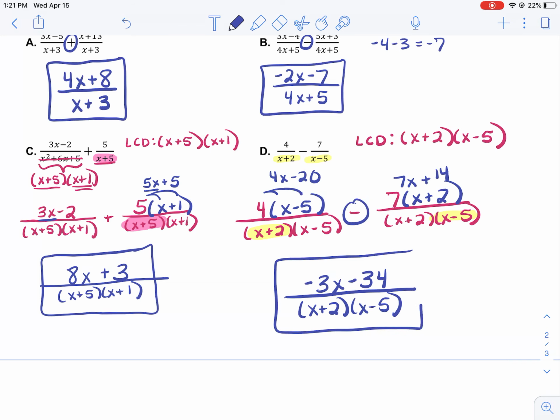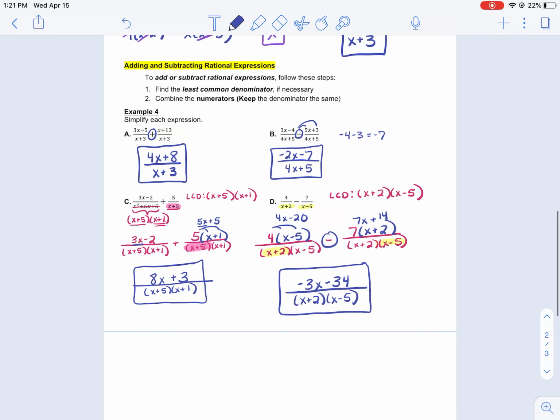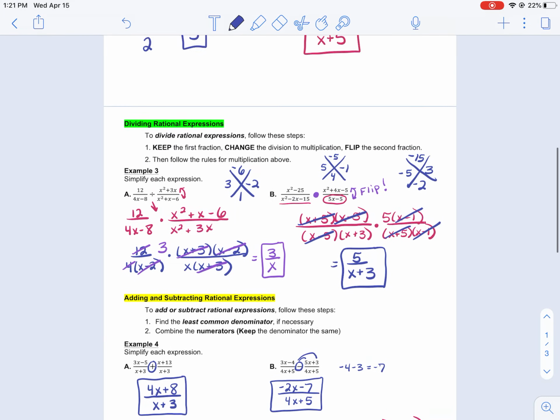Okay, so these last two are tricky, but if you follow the steps, I know you guys can do it. All right, so hopefully that was helpful. I'd like you to go ahead and do the review assignment, check your answers, and submit it.